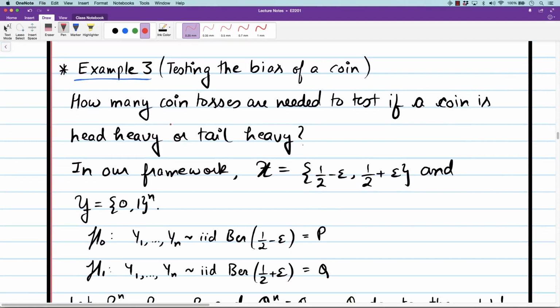Let me now come to a very interesting problem, one of my favorite examples for introducing hypothesis testing. This problem is that of testing the bias of a coin. Here is a very simple version of the problem. How many coin tosses are needed to test if a coin is head heavy or tail heavy? What is a head heavy coin? A head heavy coin is one which shows heads with more probability than tails. A tail heavy coin is one which shows tails with more probability than heads. And an unbiased coin is one which shows both heads and tails with equal probability.